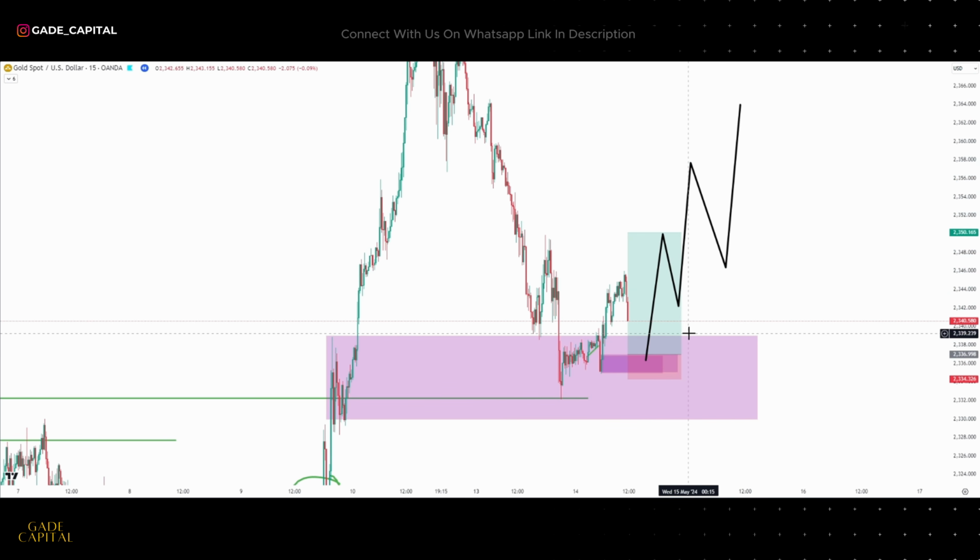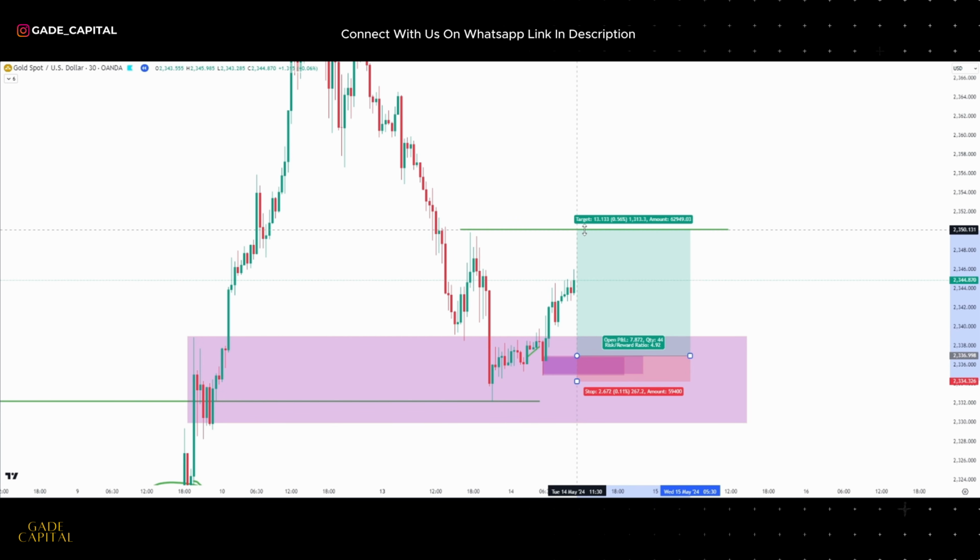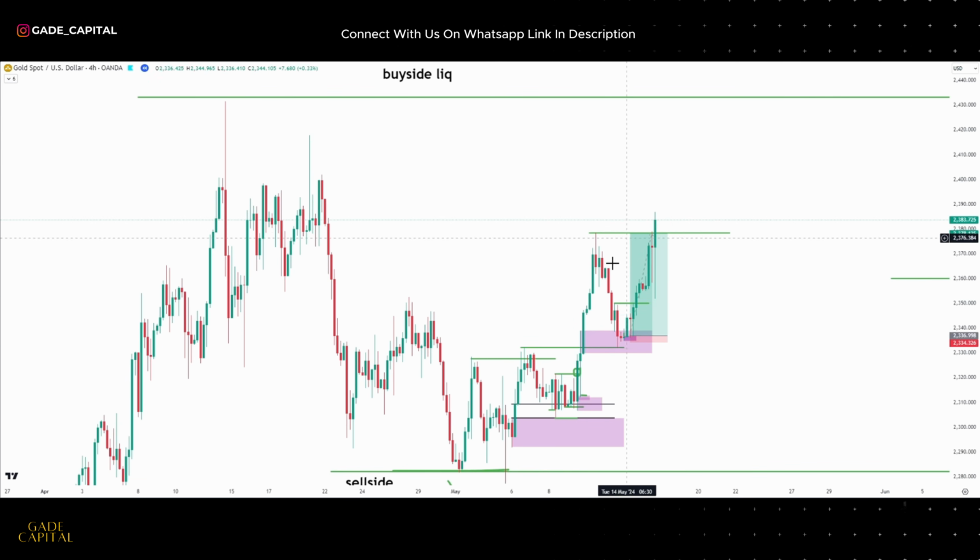Just make sure whenever you're marking order block, it should sweep some kind of liquidity before giving a break of structure. So the next structure will be your first take profit and you can continue trailing the stop loss to the upside. So this is your second take profit.